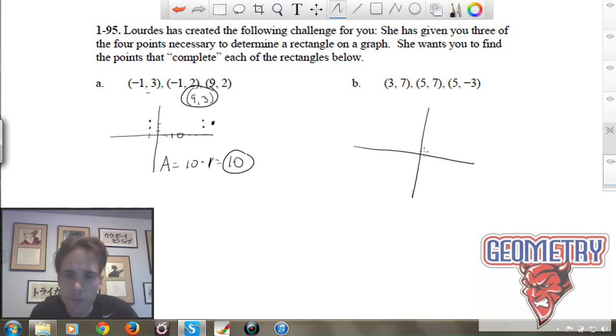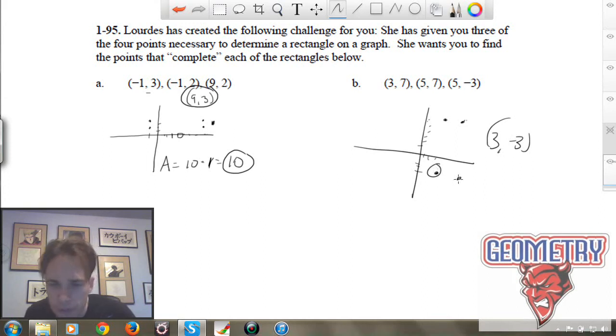Okay, same thing here for part B. Let's rough sketch it out here. 3, 7. So 3, 7 somewhere up here. 5, 7. So that's somewhere down there. Oops, put it over a little bit. 3, 7. 5, 7. 5, -3, so it's going down, so that means our 4th point has to be at 3, -3. Right there.